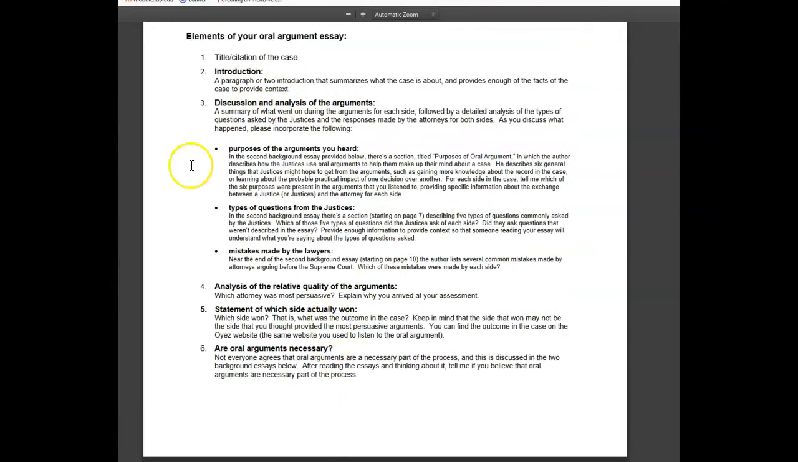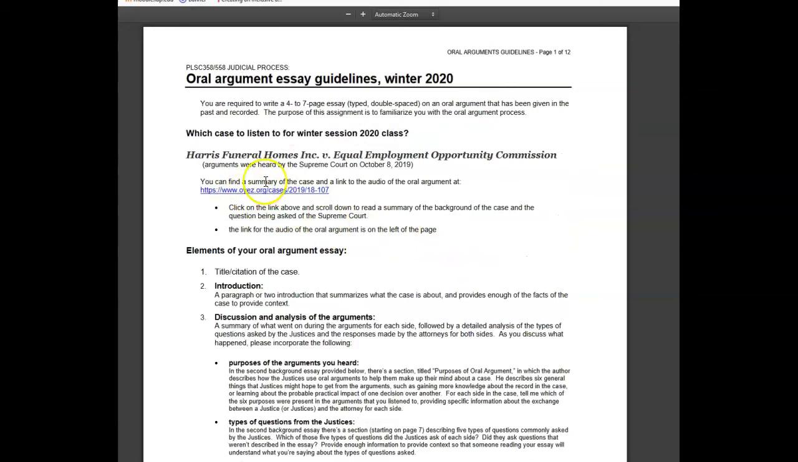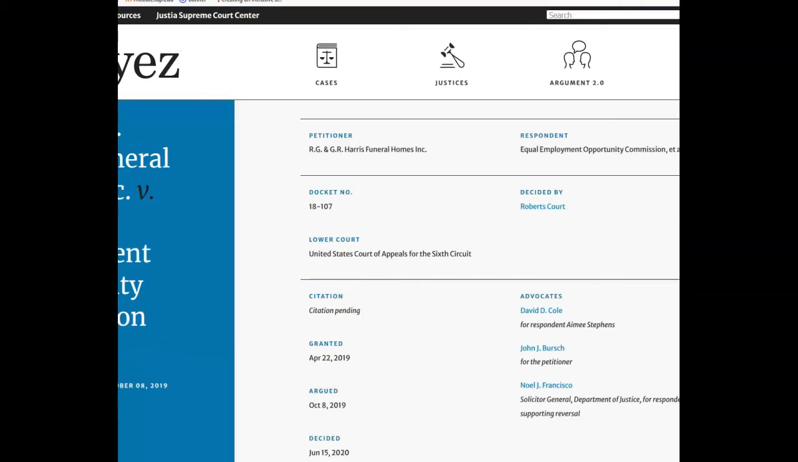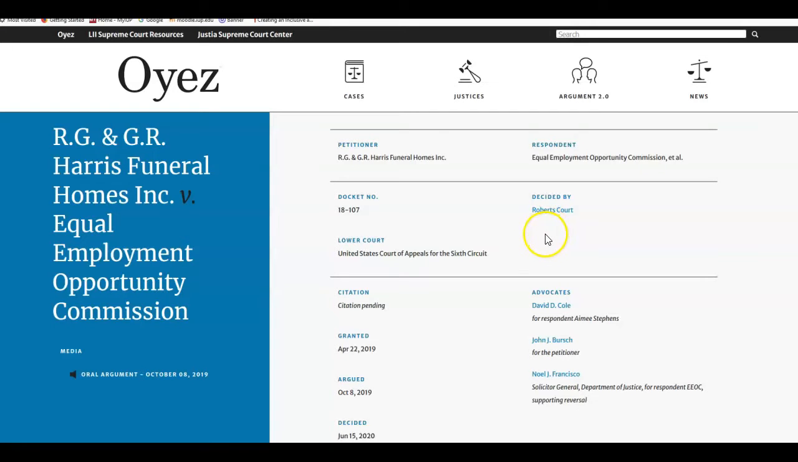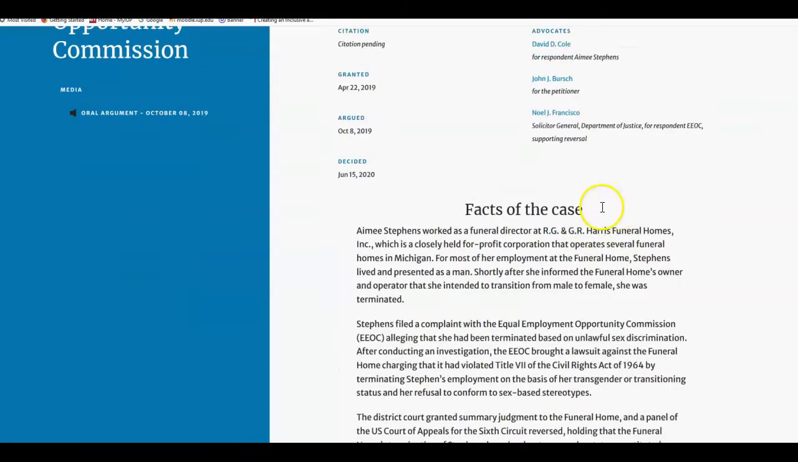So after you've read through these, go ahead and click on this link, and this link will take you to the website and to the exact case that we're going to be using. The link on the guidelines will take you not only to the OYEZ.org webpage, but right to the case that's being argued, which is R.G. and G.R. Harris Funeral Homes Incorporated versus Equal Employment Opportunity Commission.